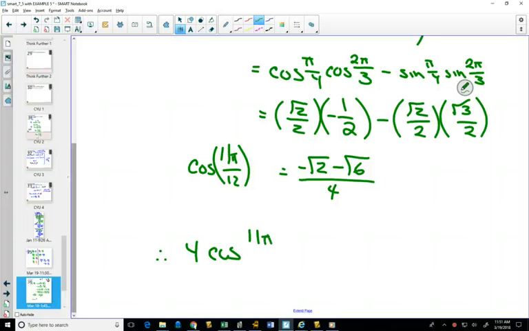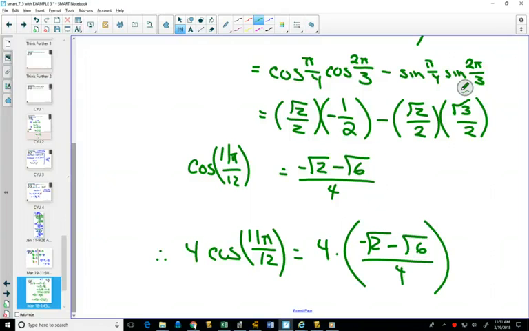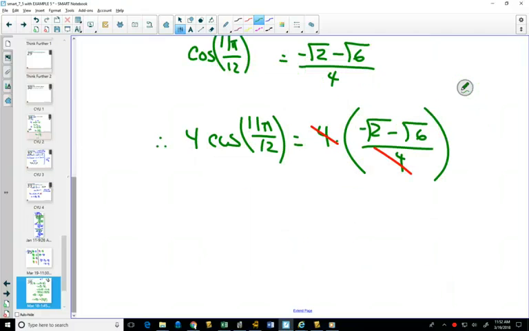Then 4 times cos of 11 pi over 12 will be 4 times this. And your 4's will simplify. And you'll just get negative root 2 minus root 6. So that 4 out in front just meant that you had to times your final answer by 4, but the rest of it is the same as any other pi over 12 question.